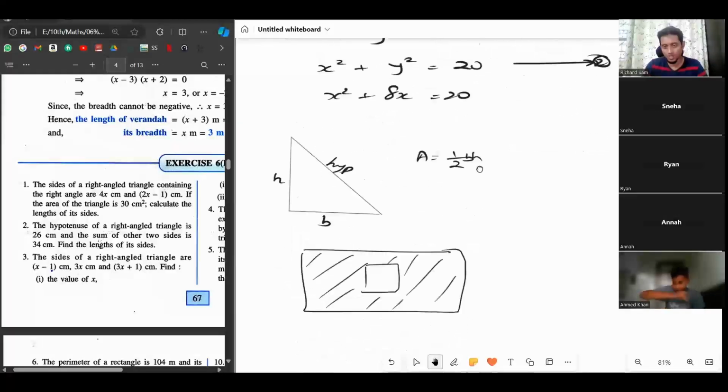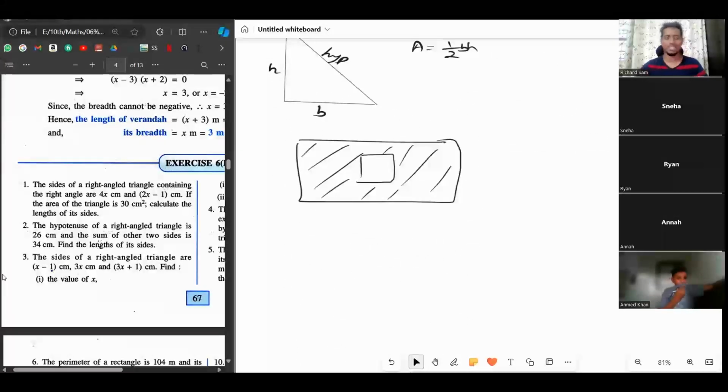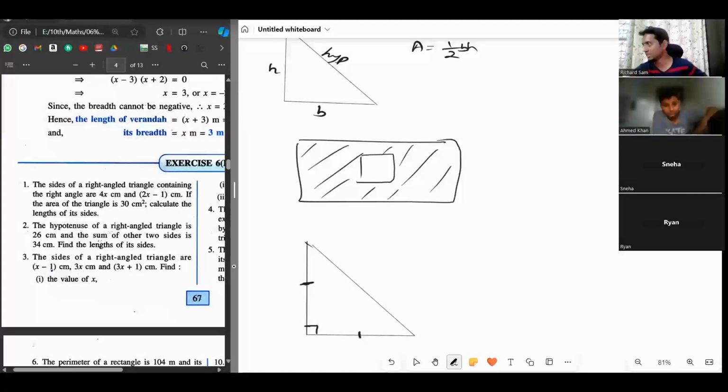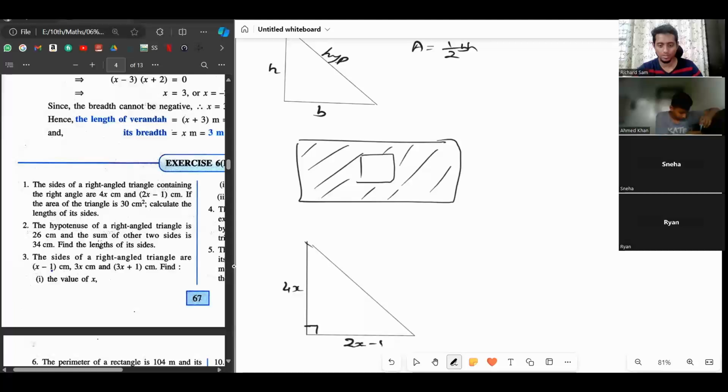Done. So what all is given in this question now? Tell me. The sides of a right angle triangle containing the right angle are 4x and 2x minus 1 centimeters. So you will draw a right angle triangle and tell me what all values are given. See, this is your right angle here. So the sides containing the right angle are this one and this one. One of them is 4x centimeters and the other one is 2x minus 1 centimeters.